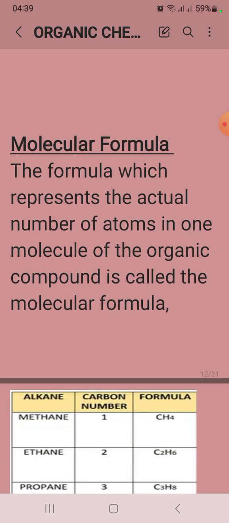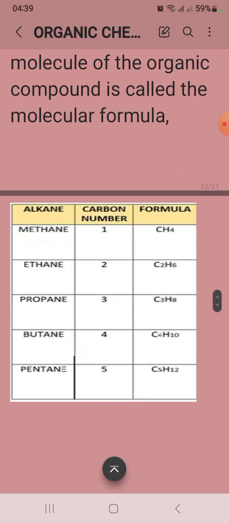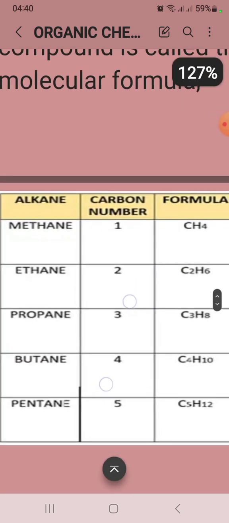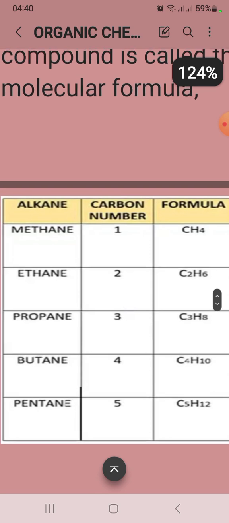You people have already studied it in chapter number 1 of 9th class. The definition is: the formula which represents the actual number of atoms in one molecule of the organic compound is called molecular formula. For example, you can see over here, first organic compound is methane. The molecular formula of methane is CH4.